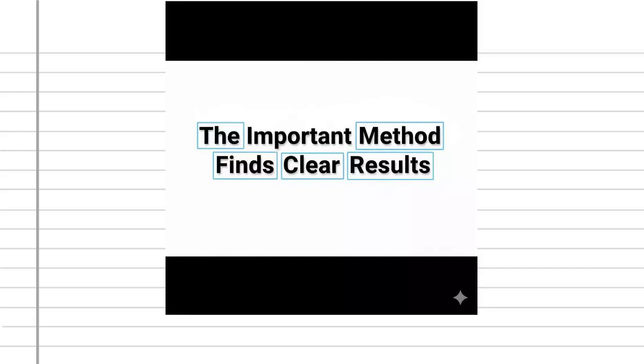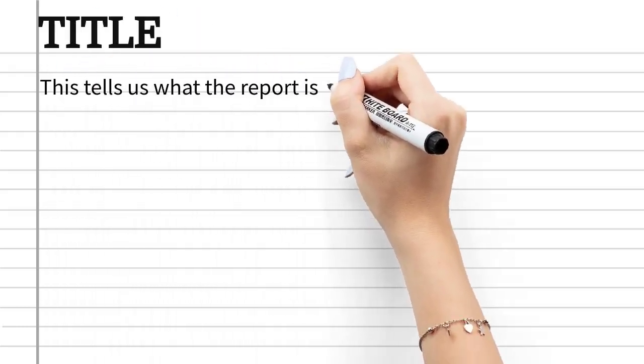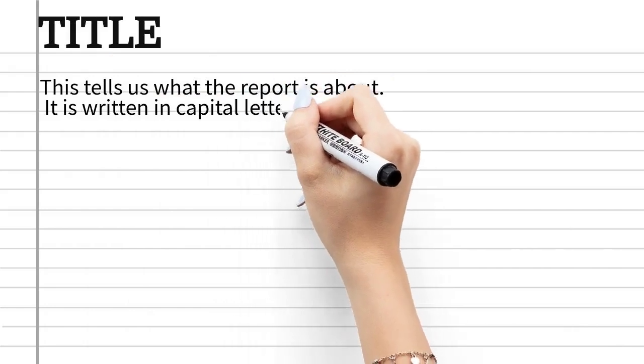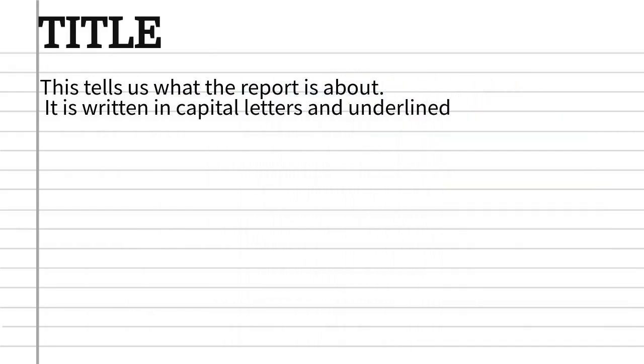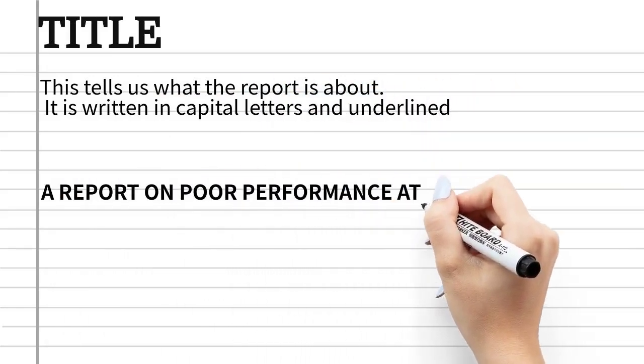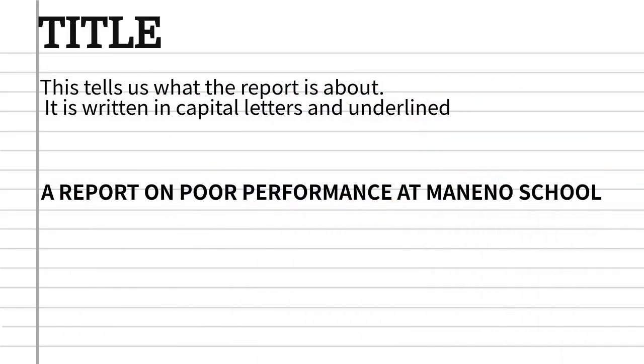a single detail. The first item in a report is the title. This tells us what the report is about. It is written in capital letters and underlined. For example, a report on poor performance at Maneno School.